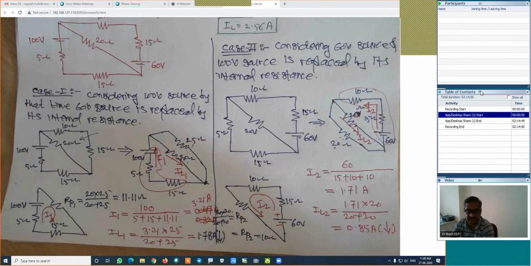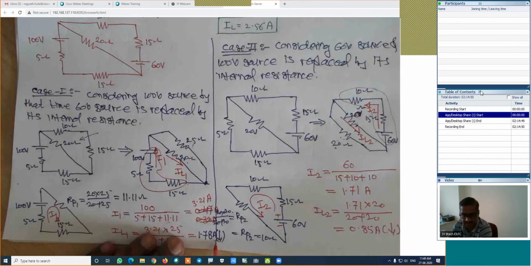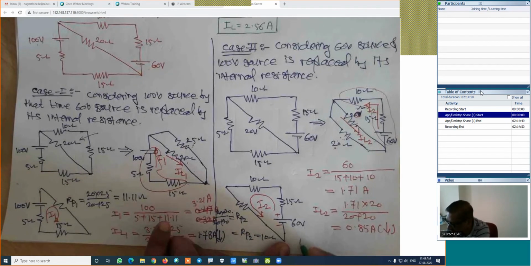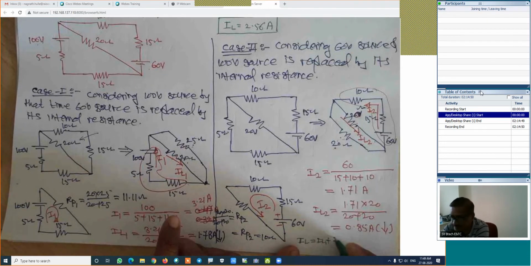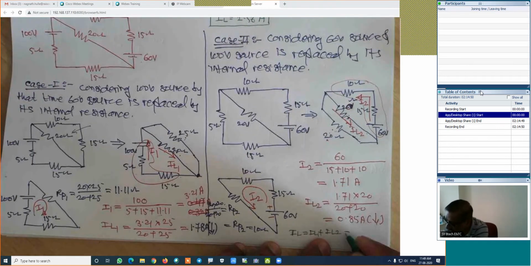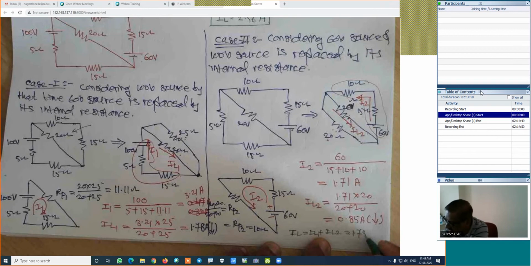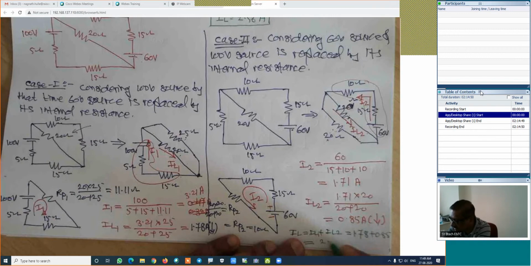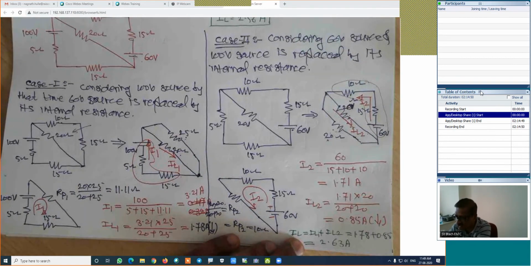Now look at how much is the I1. This is also downward. This is also downward. Therefore, its resultant current, that is IL is equal to IL1 plus IL2, which is equal to 1.78 amperes plus 0.85 amperes. How much is this load current? 2.63. 2.63 amperes. And how is the resultant direction? Downward.